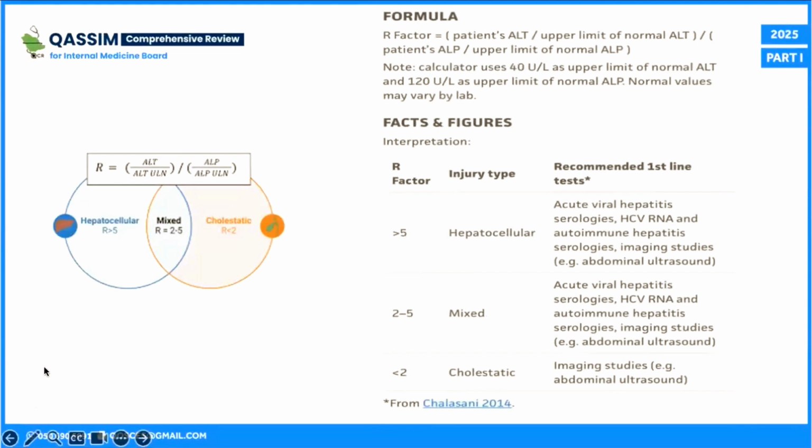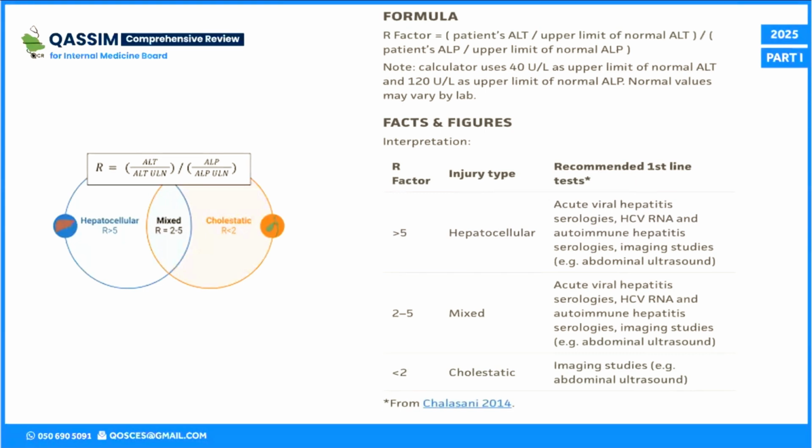So if someone asks, how can I identify which pattern of liver injury there is, I recommend that you use the R ratio or R factor. It is a very simple equation. Basically, you take the ALT divided by the upper limit of normal of ALT, divided by alkaline phosphatase divided by upper limit of normal of alkaline phosphatase. This way, you will have a ratio.